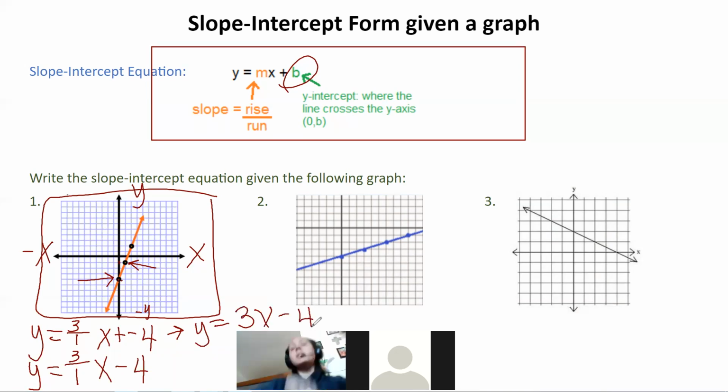y equals 3x minus 4. Or 3x plus negative 4. Same thing. Good stuff, guys.